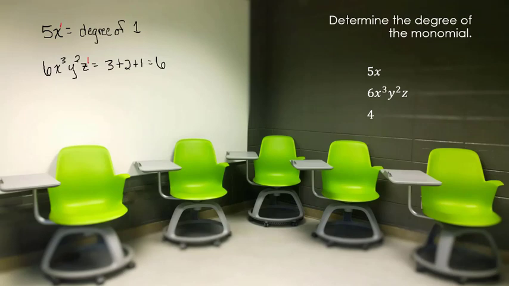It is pure coincidence that the coefficient is 6 and the degree is 6. That's absolute coincidence. And the last example we have is just the number 4. And this has a degree of 0. You could think of it, the reason it has a degree of 0 is this could be written as 4 times x to the 0. So it's just got a degree of 0.